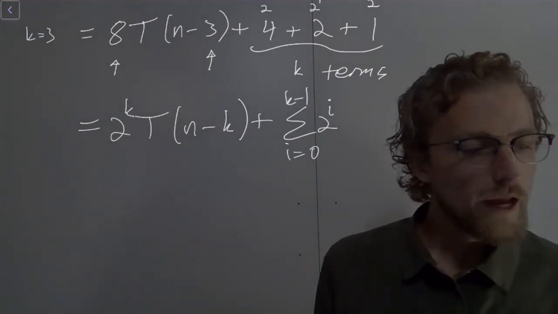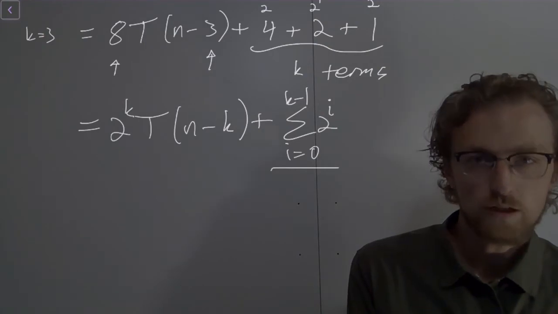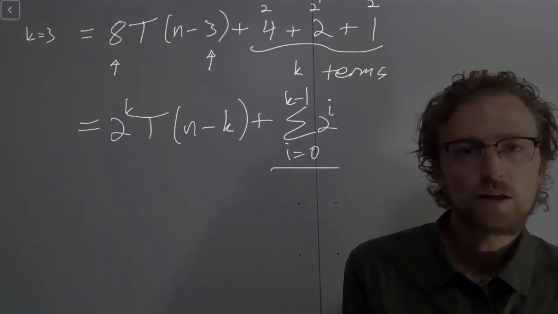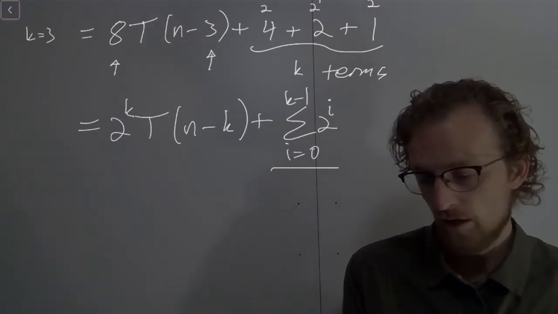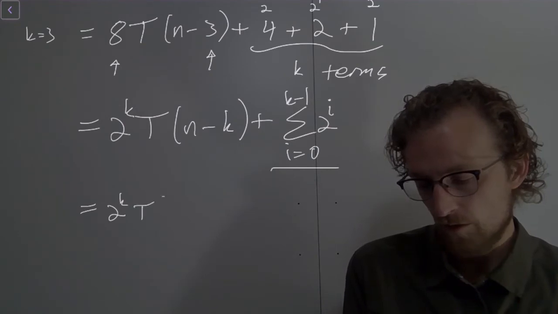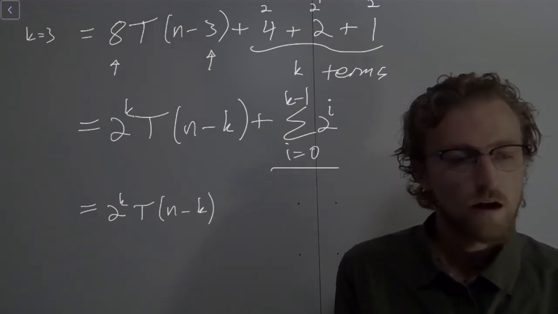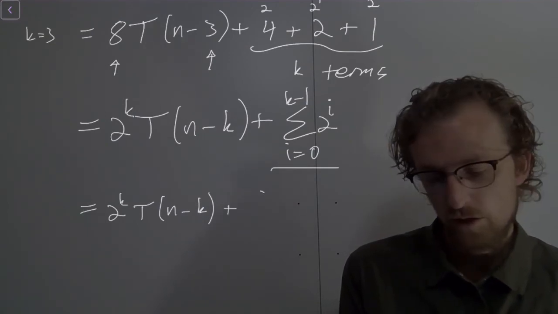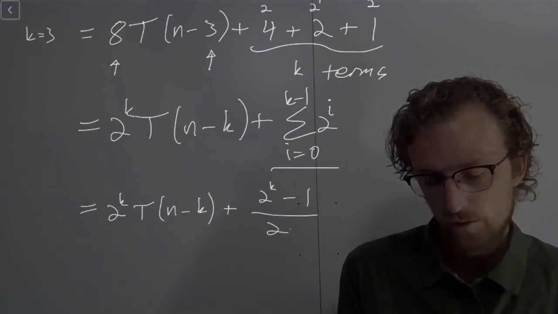Okay, so what do we have here? Well, we can simplify this. This is a geometric series, so we can put this in terms of a closed form. We don't have to leave it in terms of the sum. And so what does that look like? Well, let me leave these ones alone. So 2 to the k times T of n minus k, and now plus 2 to the k minus 1 over 2 minus 1.